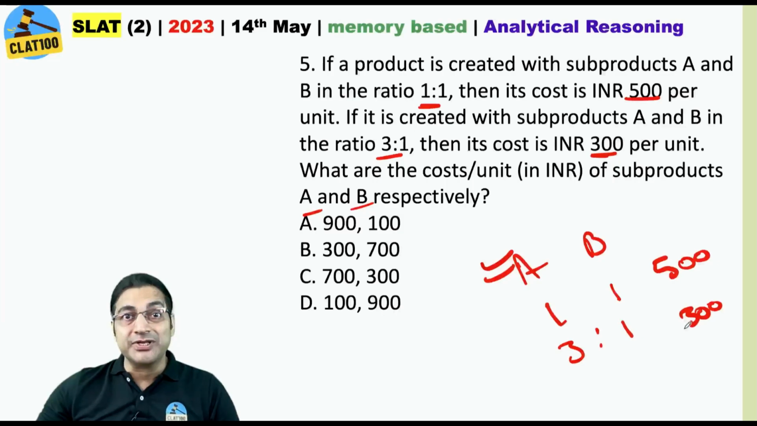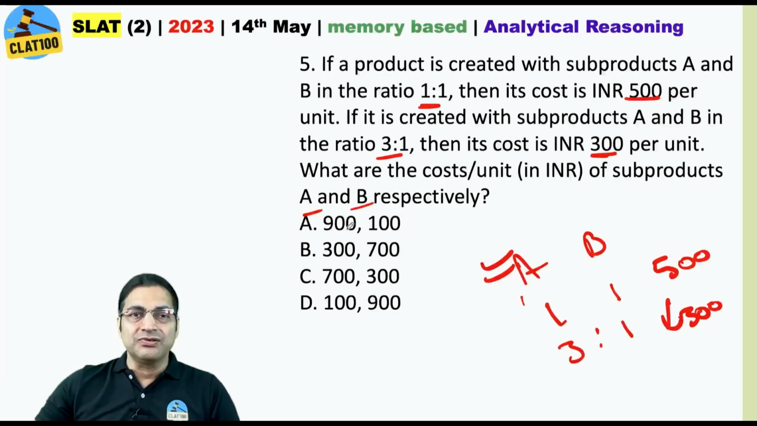So, A should be cheaper than B for sure, which is why the price decreases when the proportion of A increases. Alright. So, this cannot be your answer and this cannot be your answer. Understood? We can rule out the options in which A is more than B. Now, when the ratio is 1:1, it's 500. 300 plus 700, 1000 by 2, 500. 100 plus 900 divided by 2, 500. Okay. This condition is met in both the cases.